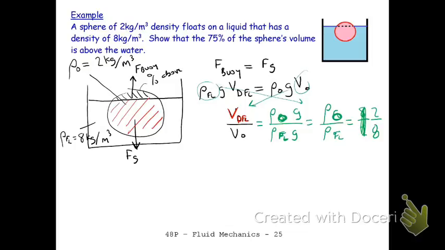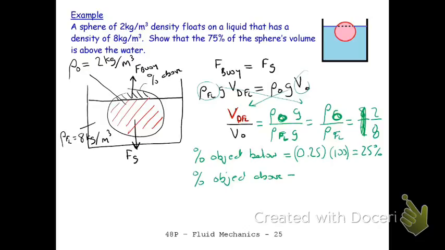Oh! So the percentage of the object below the surface is equal to 0.25 times 100, which equals 25%. So the percentage of the object above must equal 75%. And that's what you've been asked to prove.